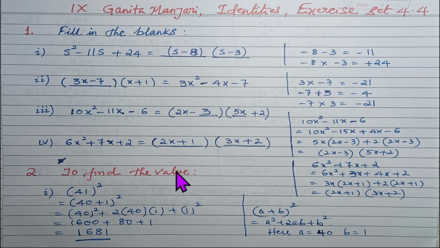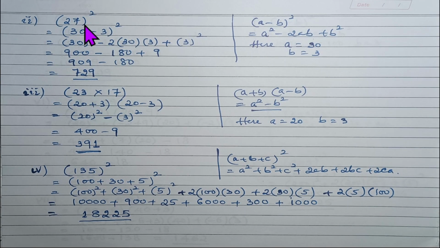Now the next question is to find the value of 41 square. Now 41 can be written as 40 plus 1 whole square. Therefore I can go for the a plus b whole square identity, that is a square plus 2ab plus b square, and here a is 40 and b is 1. Substituting we get 40 square, that is a square, plus 2ab is 2 into 40 into 1, plus b square is 1 square. 40 square is 1600 and this is 80 plus 1, therefore the answer is 1681.